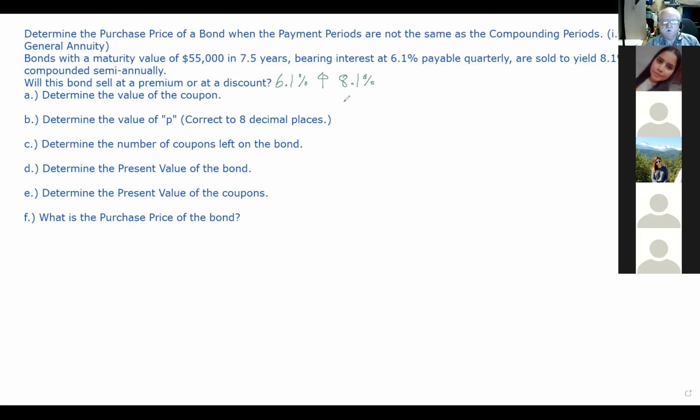So if you had a choice between buying an investment that was paying 8.1% and an investment that was only paying 6.1%, you'll choose the 8.1%. So anybody trying to sell this investment is going to have to lower the price to make it more attractive. So this bond will sell at a discount.